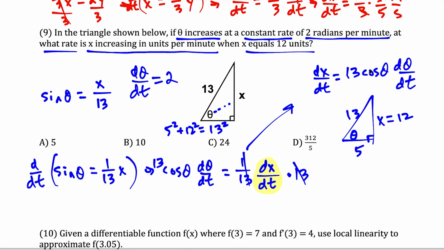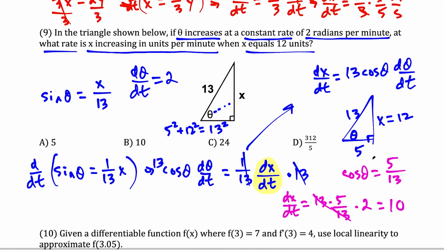So now when we want to find what is cosine theta, if we use this reference triangle here, it is equal to the ratio of the side adjacent to theta, which is 5, over the hypotenuse, which is 13. So now we could just plug everything in. We could say dx/dt is equal to 13 times cosine theta, which is 5 over 13, and then we're multiplying by d theta/dt, which is equal to 2. So now we just cancel everything out here. 13 over 13 cancels, and we multiply 5 times 2 and we get 10. So dx/dt, x is increasing at a rate of 10 units per minute here, where the unit of time is minutes. But once again, the answer choices don't have the units.